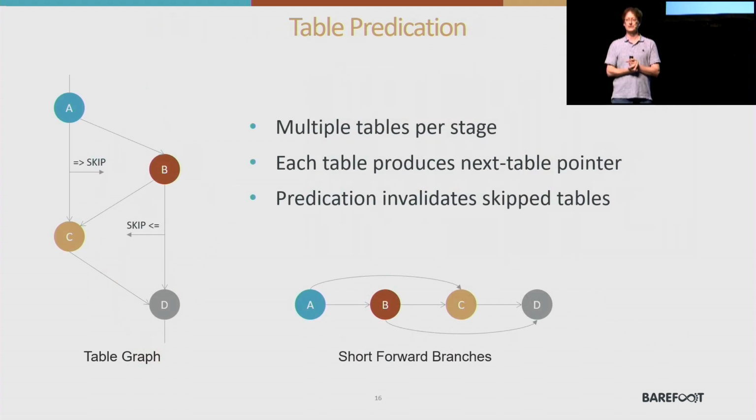Now, table predication is what allows multiple tables to run concurrently in a single MAU stage. If you take the table graph on the left and rearrange it into a linear sequence, it starts to look like either the fall through of instructions in linear execution or short forward branches. With a short forward branch, you just invalidate, predicate off any table that was skipped. This happens in the middle of the pipeline, essentially after match and before action.